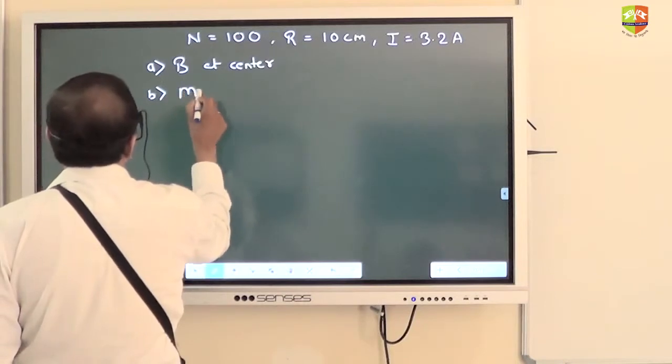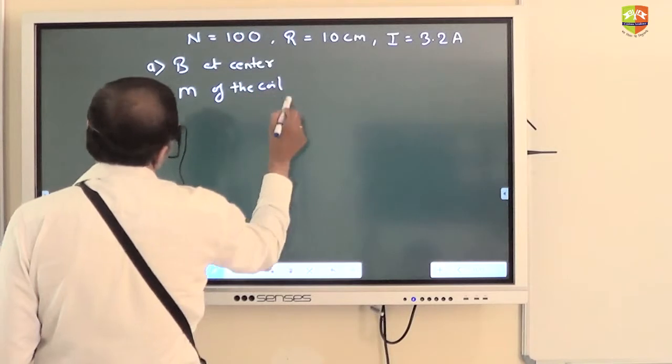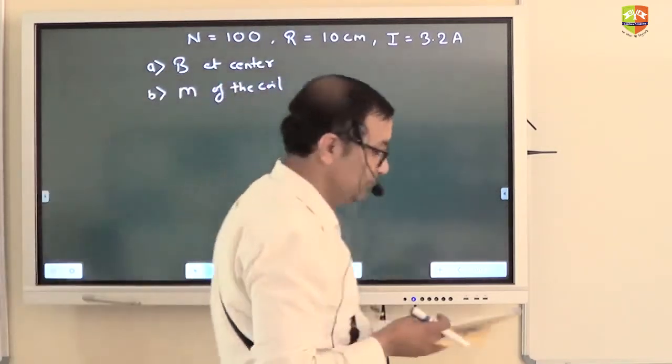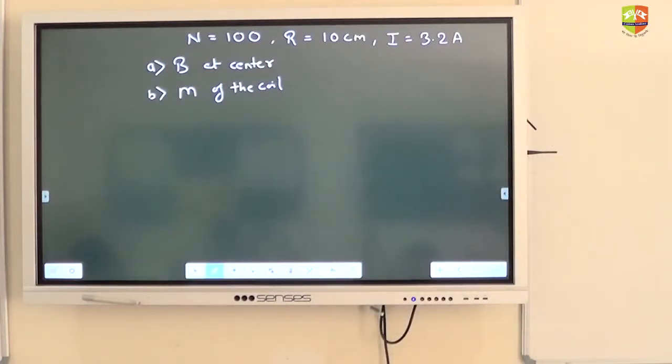Second, what is the magnetic moment of the coil? First find this out, and I know that you're straightforward. So if it is straightforward, get it right, all of you. Can we express the answer in terms of pi? Divided by pi, and then answer in terms of mu. Tell me the answer.